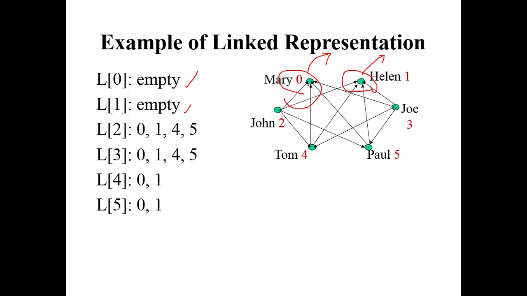If you go to node 2, that is John, from John we are going to 0, that is Mary, and 1, 4, and 5. Similarly for 3: 1, 0, 4, and 5. There is no need to write in order. We will write based upon our description purpose. For node 4, only 2 nodes are reached from Tom, towards the other directions: Mary and Helen, 0 and 1. Similarly for node 5.